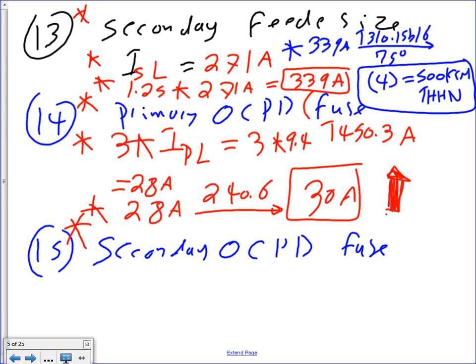On the secondary side, the same table. If you go to the same table, table 450.3(A).